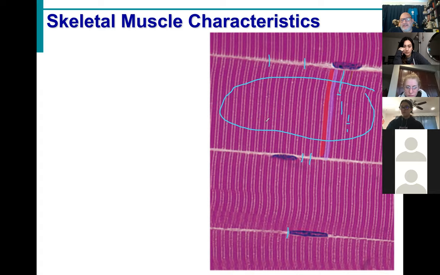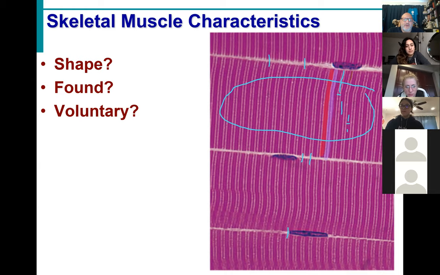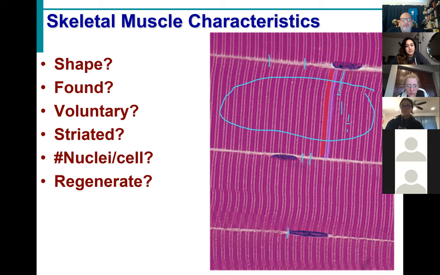All right, quick quiz time. What is the shape of skeletal muscle? Cylinder. Excellent. Where is it found? Attached to, most attached to bone. Excellent. Voluntary or involuntary? Voluntary. Striated or unstriated? Striated. Number of nuclei, one or many? Many. Able to regenerate? Limited. Yeah, limited, but yes, absolutely. Excellent.